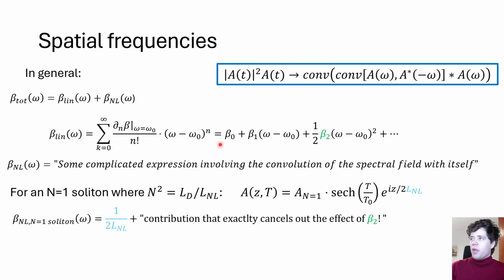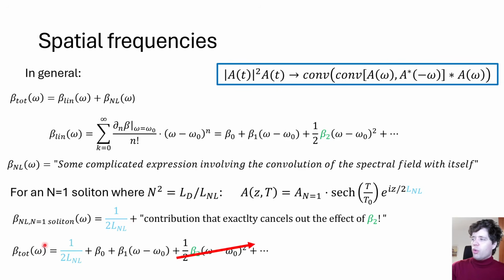So in total, for a soliton, we can write the total spatial frequency as this extra contribution here, plus the zeroth and first order terms, and then we can simply cancel out the second order term, like so, in the whole expansion. And just for convenience, we're going to rewrite this term here as beta naught NL, to emphasize that it's a contribution to the beta naught parameter from the original calculation.